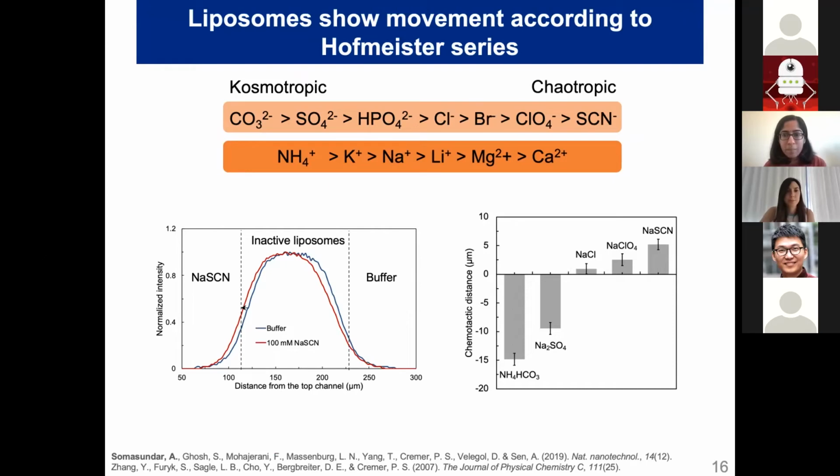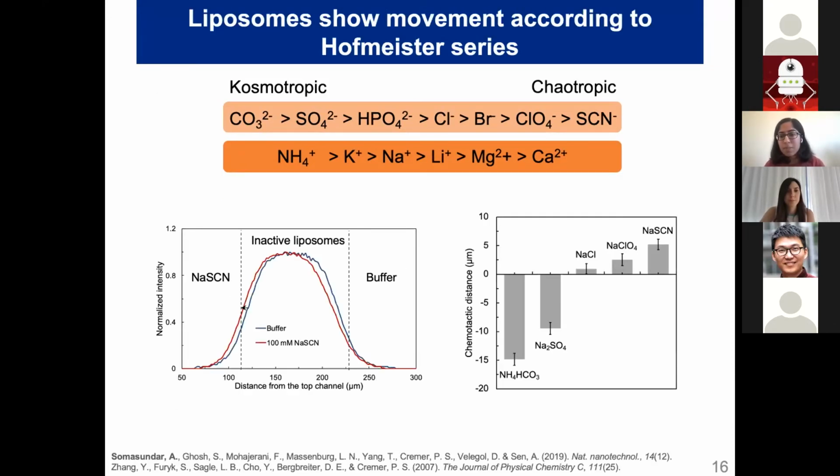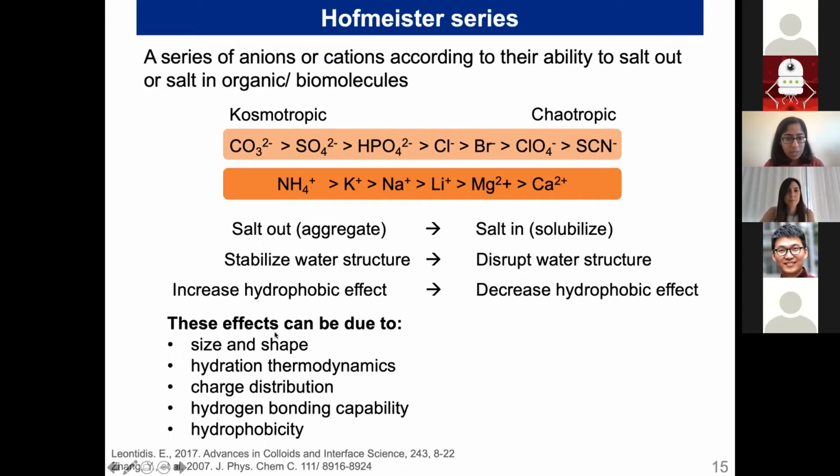Okay, sure. To be completely honest, we are also not sure what exactly is happening. This is something that we saw, that we're able to see negative chemotaxis and positive chemotaxis according to the ions in the Hofmeister series. When we look back at exactly what is happening with these ions, as I mentioned, there are a number of factors that could be affecting this.